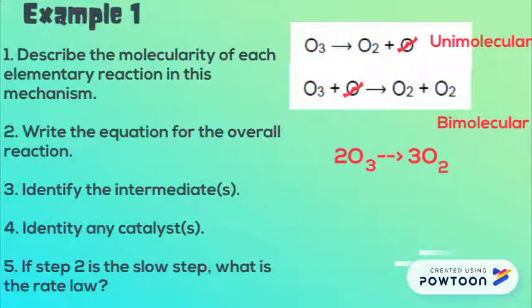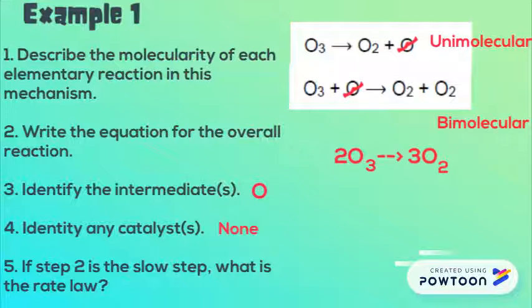Next, let's identify our intermediate. This is a substance that is produced first and then used in the next step. In this example, O would be our intermediate. Then let's identify any catalysts. Remember, catalysts are used first and then reproduced at the end. This reaction has no catalysts.